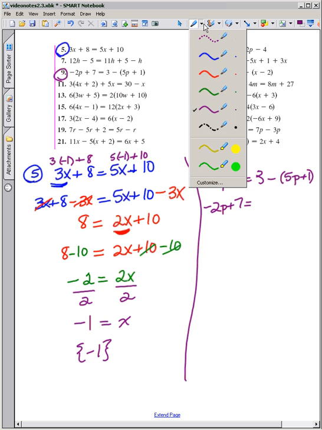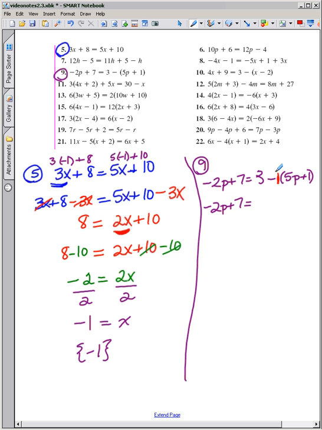But on the right, notice that this is understood to be a negative 1 that has to distribute. So this 3, we can't find 3 minus 1 yet. Order of operations dictates that we have to multiply before adding. So the right side is really 3. Negative 1 times 5p is negative 5p. Negative 1 times 1 is negative 1. So when we simplify, we have negative 2p plus 7 is equal to, what is that, 3 minus 5p minus 1, so negative 5p plus 2. Okay.